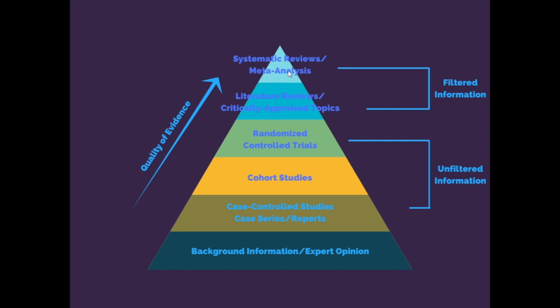Meta-analyses are often combined with systematic reviews, so they fall up here as well. Literature reviews and critically appraised topics would fall right underneath. And these are filtered information, so these are a combination of various results, so you can see why they're on top. While randomized controlled trials or cohort studies are just one individual result, so you can see why they would fall a little bit below, and they're unfiltered information.